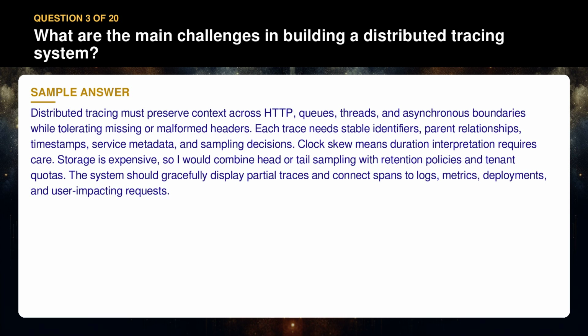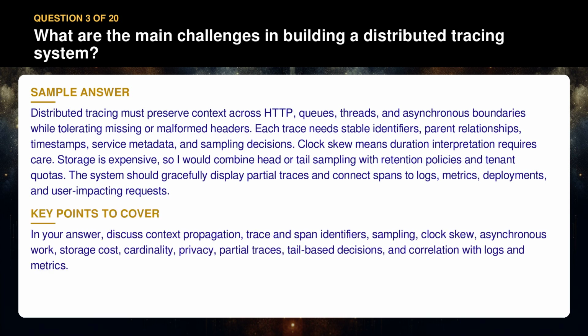Storage is expensive, so I would combine head or tail sampling with retention policies and tenant quotas. The system should gracefully display partial traces and connect spans to logs, metrics, deployments, and user-impacting requests. In your answer, discuss context propagation, trace and span identifiers, sampling, clock skew, asynchronous work, storage cost, cardinality, privacy, partial traces, tail-based decisions, and correlation with logs and metrics.